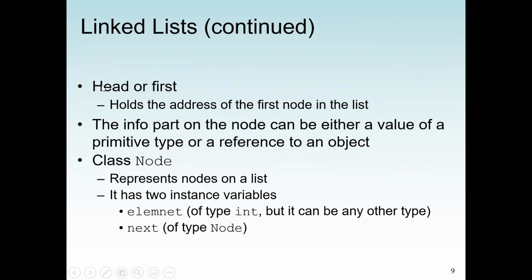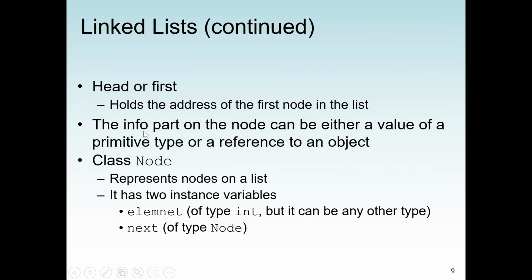So we have a few terms here. What is a head or first? A head or first is a special node that points to the first node. So here we'll say that the head or first holds the address of the first node. Since it points to the first node, it's going to hold the address of the first node in the list.